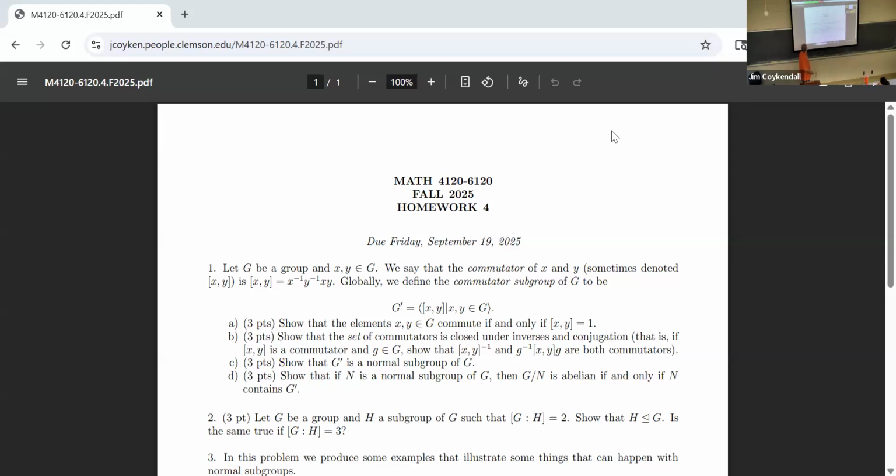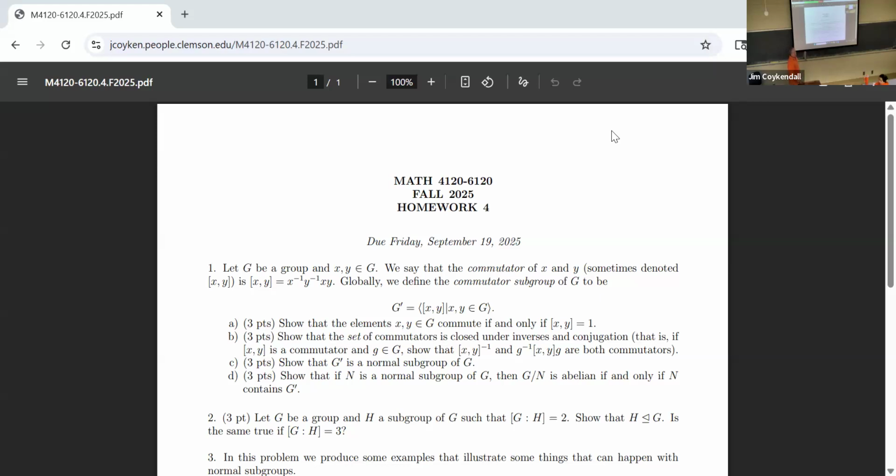Number 1a, show that the elements x and y in G commute if and only if the commutator is 1. That's fairly easy to see. Show that the set of commutators, not the commutator group, just the set itself, is closed under inverses and conjugation. That is, if [x,y] is a commutator and g is an element of G, show that [x,y] inverse and g inverse [x,y] g are both still commutators.